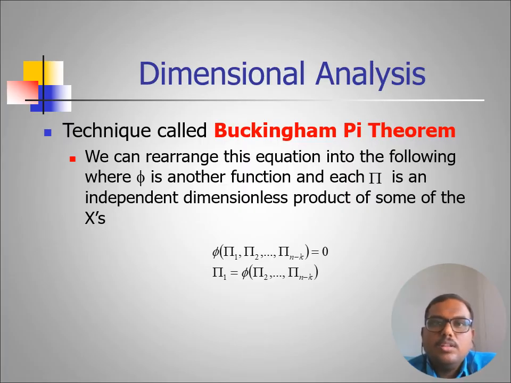There is a method to choose these repeating variables. The first variable selected should have a geometric property. The second variable selected should have a fluid property, and the third variable selected should have a flow property. The repeating variables should be selected in such a way. We will see this in the problem.